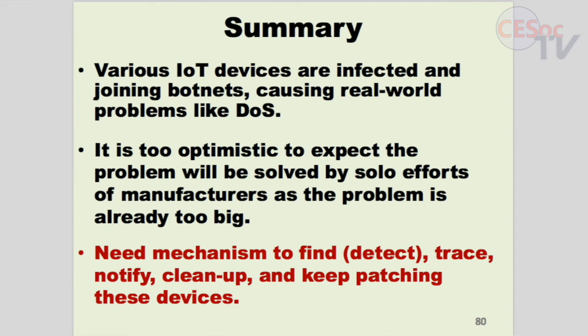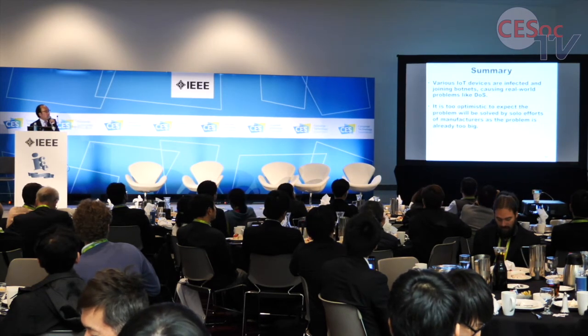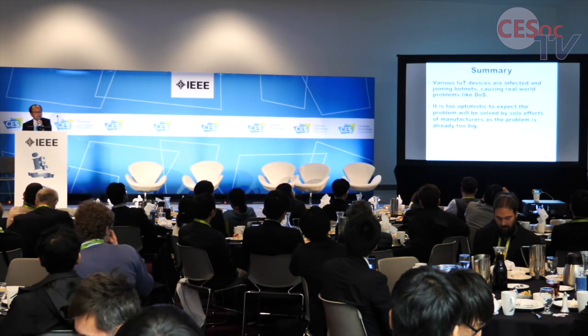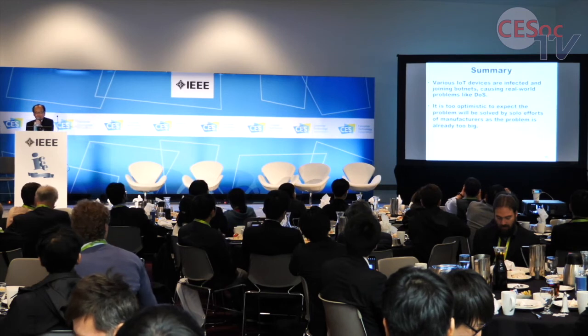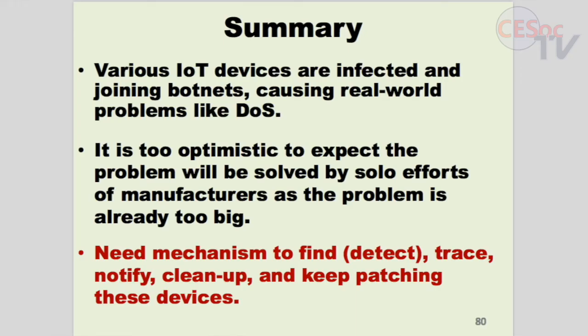Summary: in the IoT case, various IoT devices are infected and joining botnets, causing real-world problems like DDoS. It is too optimistic to expect the problem to be solved by the sole effort of manufacturers; the problem is already too big. This is very important: we need a mechanism to find, detect, trace, notify, clean up, and keep patching devices.